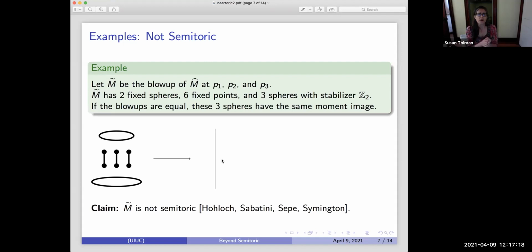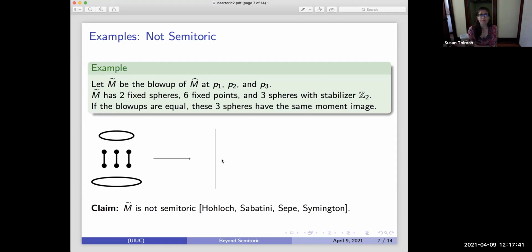But if the blowups are equal, which is what I want to do, then these 3 spheres have the same moment image. So I have 3 fixed points that map to the same thing on top, 3 fixed points that map to the same image on the bottom, and then 3 spheres which also map to the same point.